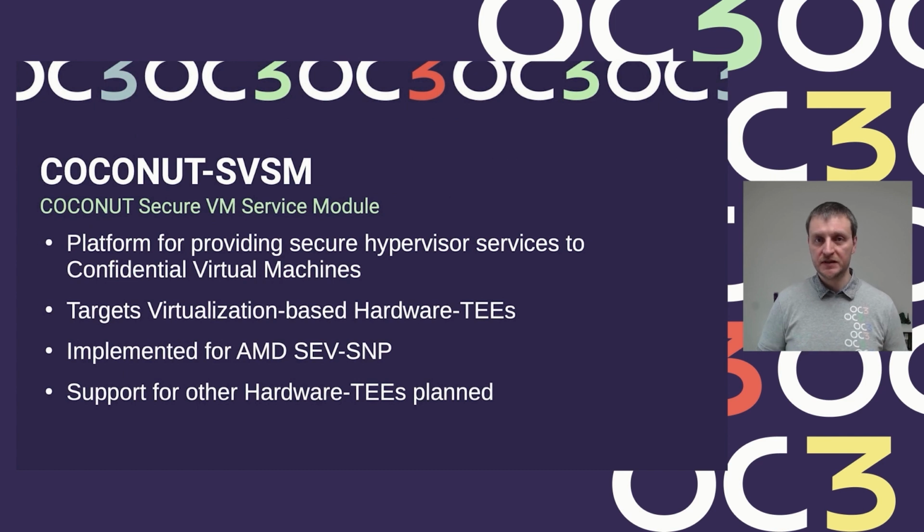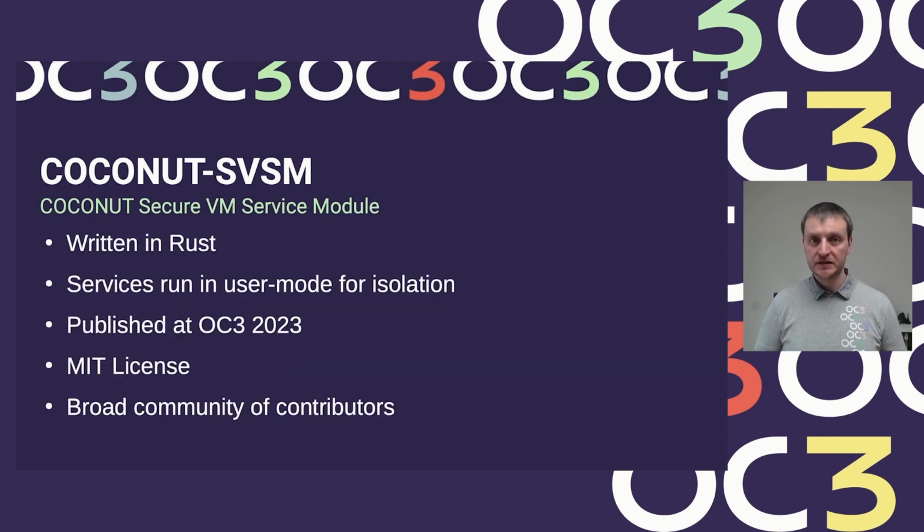So what is COCONUT-SVSM? The very short answer is that COCONUT-SVSM is a platform for providing secure hypervisor services to confidential virtual machines. It targets virtualization-based, hardware-trusted execution environments and is implemented currently for AMD SEV-SNP. But support for other hardware-trusted execution environments is planned, like Intel TDX or ARM CCA. The project is written in Rust, and services actually execute in user mode for isolation reasons. The project was published last year at the OC3 conference, so it's public for 1 year now.